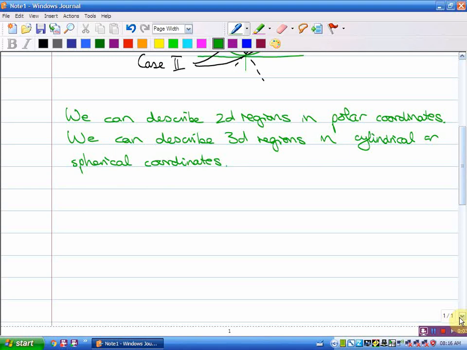That'd be nice. All right, so there's not much to talk about except to actually demonstrate with an example. So I'm going to do number 16. It says, describe the region within the sphere such and such and above the plane z equals 1 in spherical coordinates and in cylindrical coordinates. So let me just write down that sphere equation, x squared plus y squared plus z squared equals 2z.